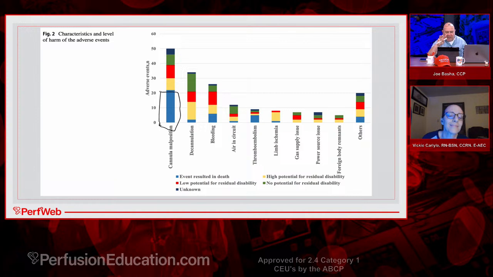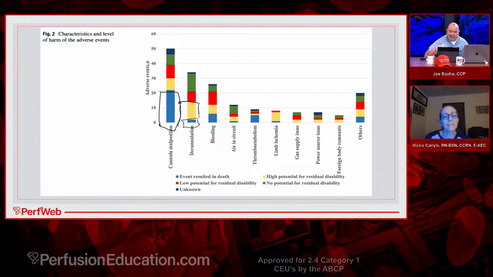We're going to get a little deeper into this here in a minute. Decannulation had a pretty high incidence that resulted in death and resulted in residual injury. And then you go through bleeding, which you expect, air in circuit, thromboembolism, limb ischemia, gas supply issues, power source issue, and foreign body remnants. I don't know what that one was. I don't know what the foreign body was or where it was, so I'm not sure. That was not elucidated in the study itself.